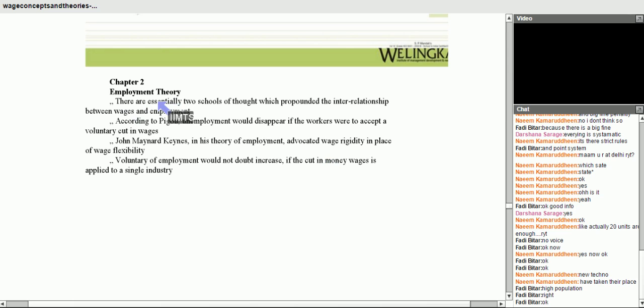Now employment theory. There are essentially two schools of thought which propounded the interrelationship between wages and employment. According to Pigou, unemployment would disappear if the workers were to accept a voluntary cut in wages. John Maynard Keynes in his theory of employment advocated wage rigidity in place of wage flexibility. Like Pigou, he proposed that if workers accept a voluntary cut in their wages, the unemployment will go away.